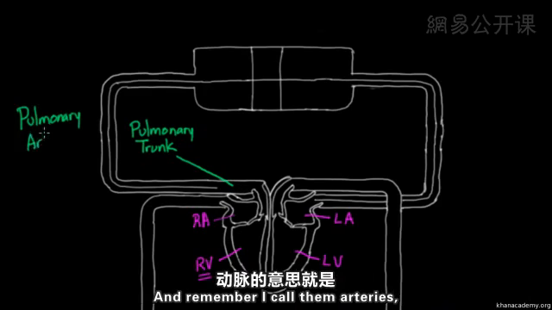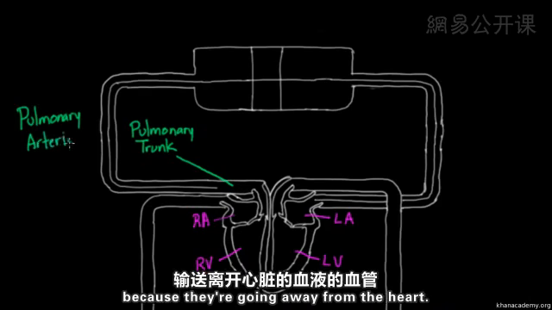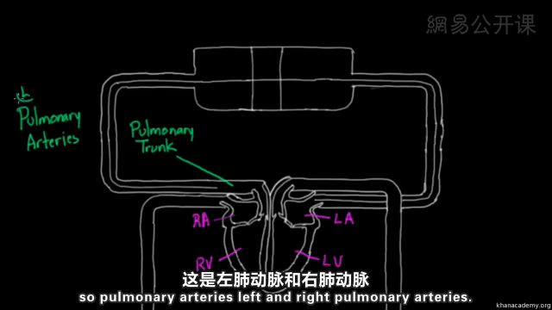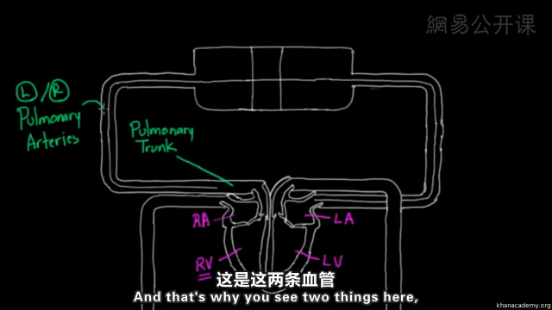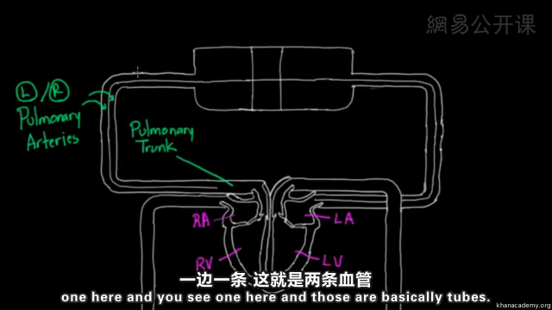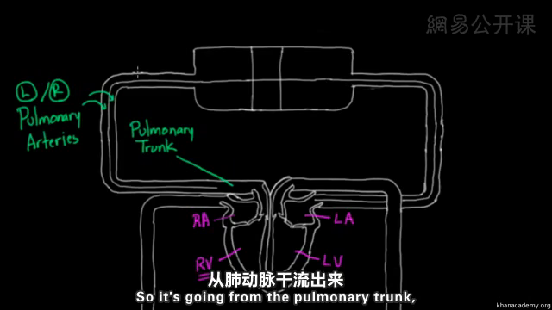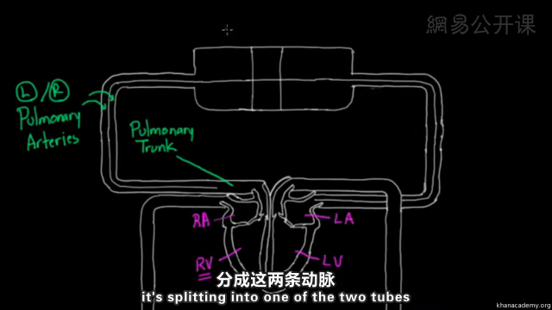And remember, I call them arteries because they're going away from the heart. And there are two arteries. So pulmonary arteries, left and right pulmonary arteries. And that's why you see two things here, one here and one here. And those are basically tubes. So it's going from the pulmonary trunk, splitting into one of the two tubes.